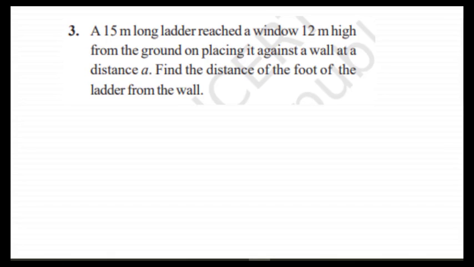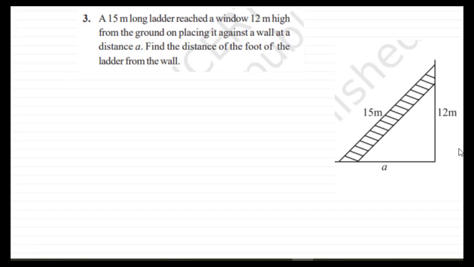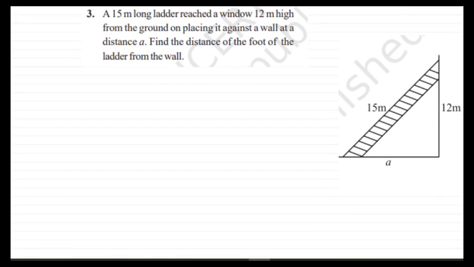So now I'm taking the third question, that is a 15-meter long ladder reaches a window 12-meter high from the ground. On the place it against a wall at a distance A. So you have to find the distance of the foot of the ladder from the wall. Here in this question, this figure is also given. So here you can see this is the ladder and this is 15 meter and this height is 12 meters and you have to find out this A.